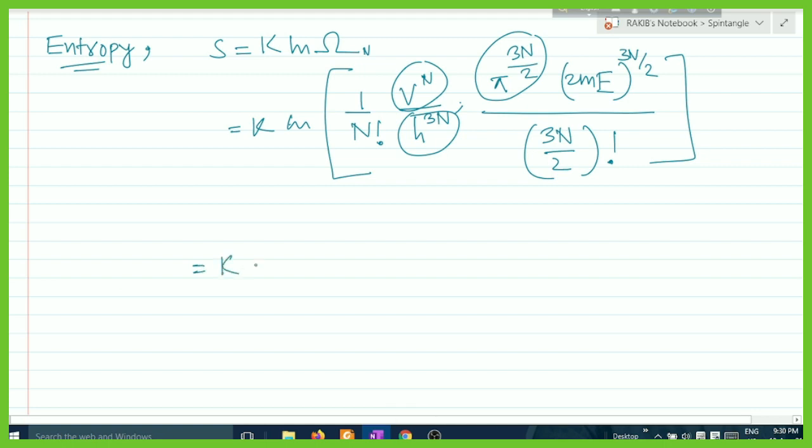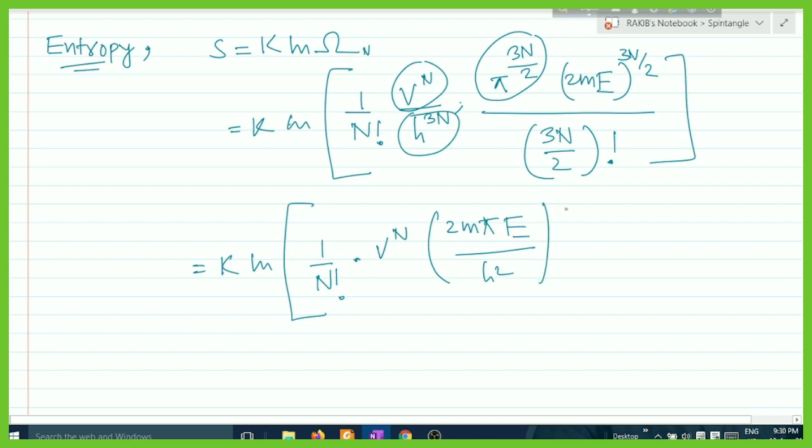I can write it in the previous manner: 1 by n factorial, and in this term there is a V to the power n, and a (2 m pi e upon h square) whole to the power 3n by 2, and in the denominator you have to write 3n by 2 factorial. These all things are inside the bracket, and I think I'm done.